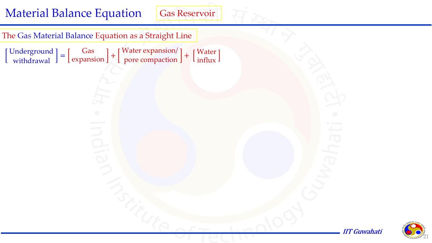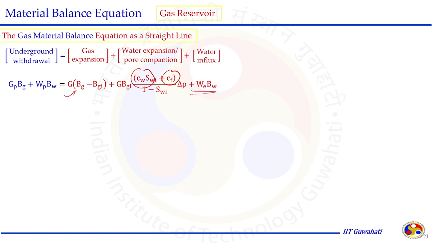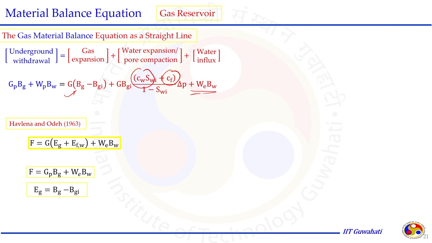So the material balance equation for the gas reservoir with the same concept of the tank volume can be written in a more generalized form considering the contribution from the water expansion, from the rock expansion, the gas is contributing, the water influx is there, just not counting the injection of the gas and water from the outside. The same straight line concept as we did for the oil reservoir.